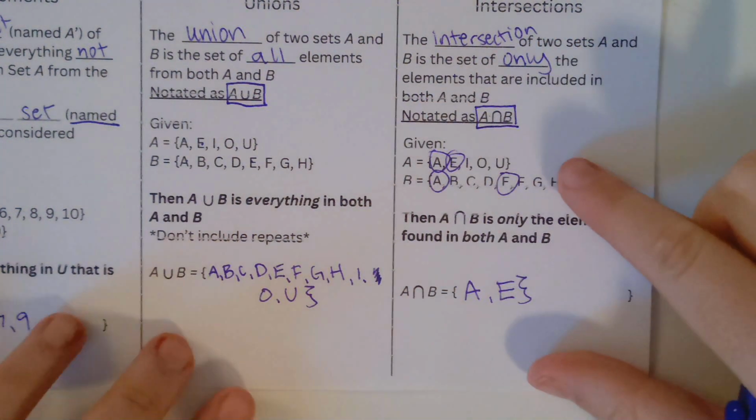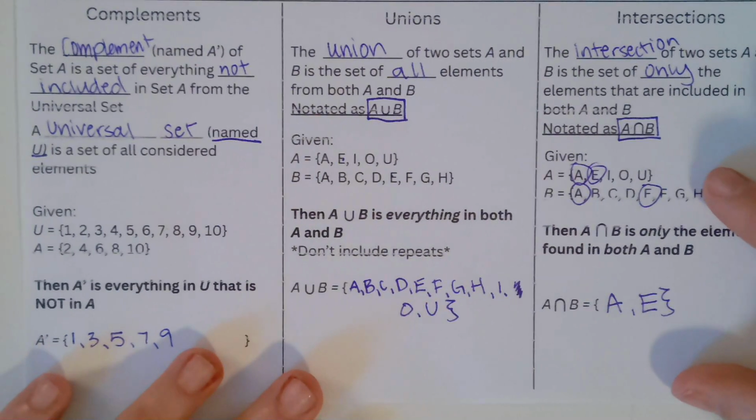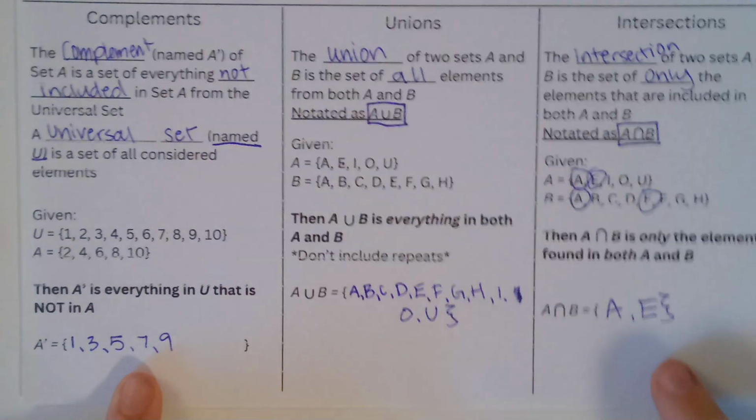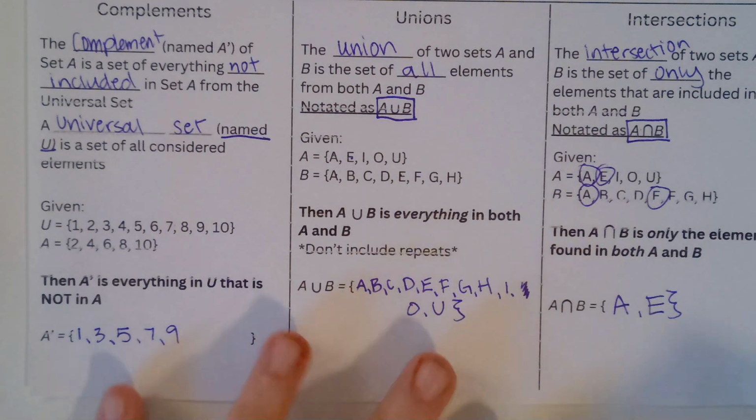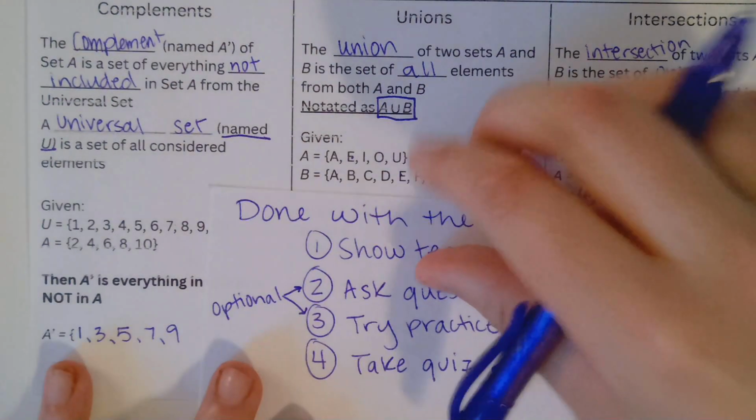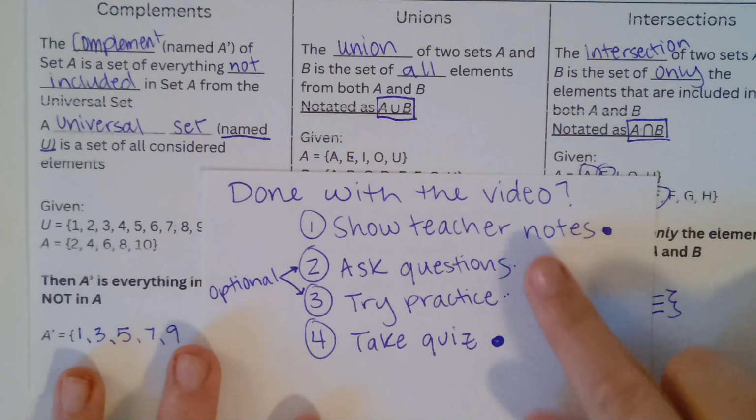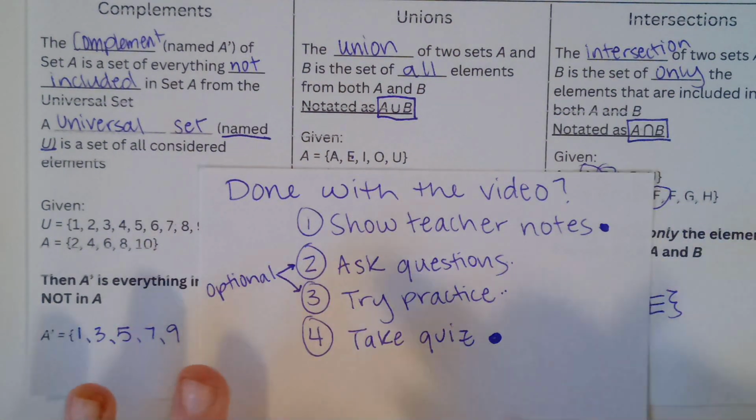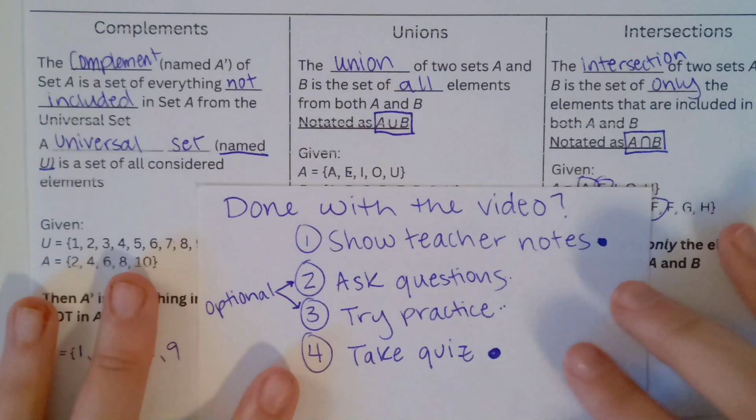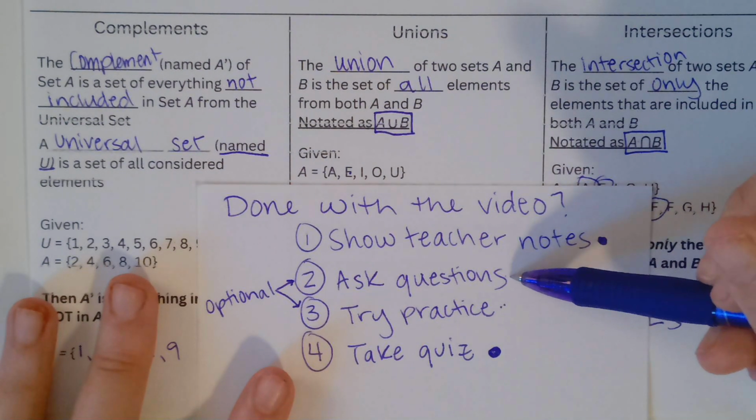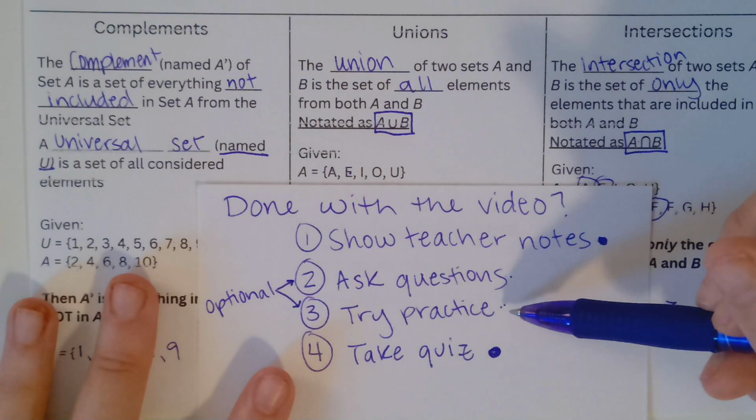So that is all you are going to do for this specific section, finding complements, unions, and intersections of sets. At this point, if you are done, you're going to go show your teacher your notes, and then you're going to take the quiz on this section. If you need to, you can ask your teacher some questions or try some practice problems.